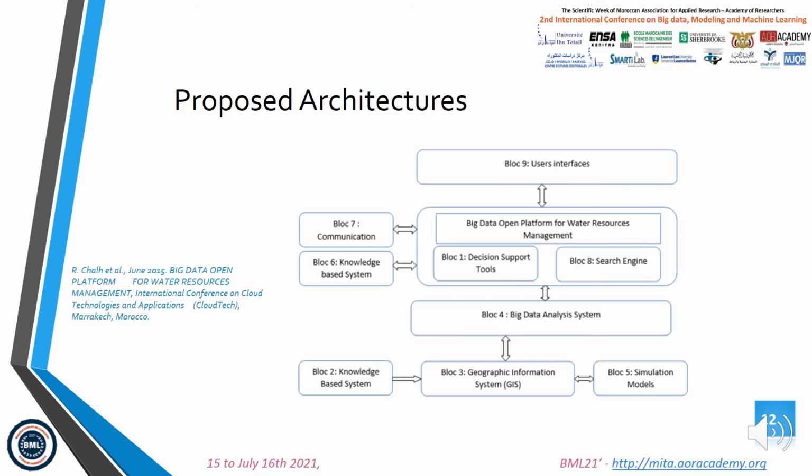The first is the architecture proposed by Ridwan Sharh et al., presenting the first part of a big data open platform that can manage and process a massive volume of water data collected from different sources, and anticipate and avoid catastrophic situations such as floods and droughts. This part is developed based on G2 technology and provides better decision making related to the management of natural resources. The presented model, as shown in the slide, is composed of 9 blocks.